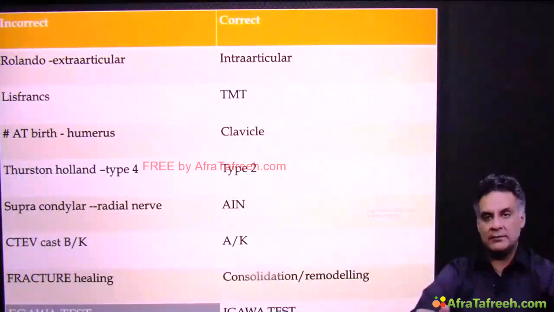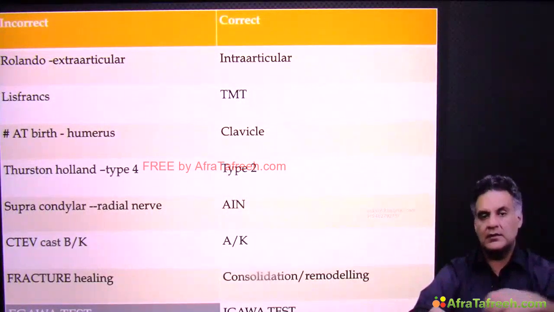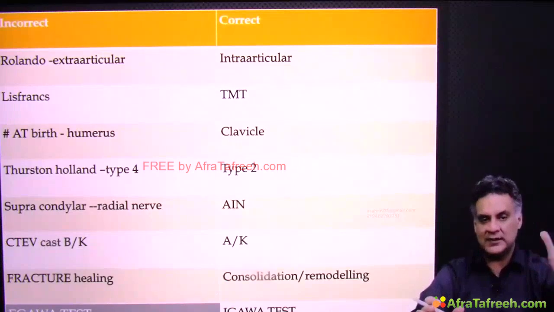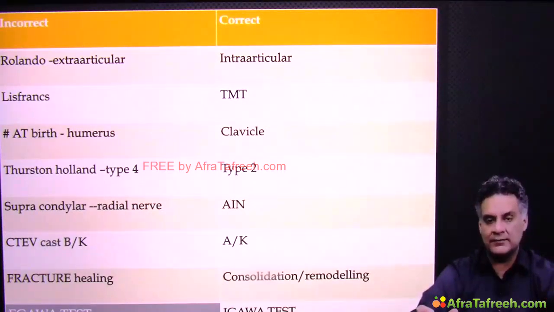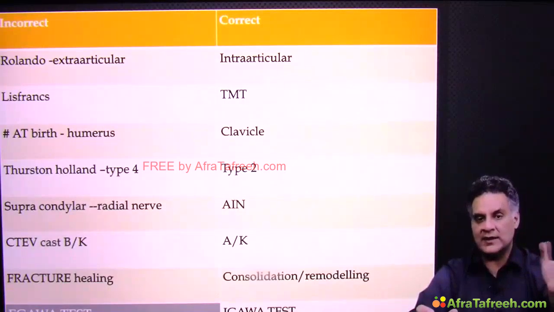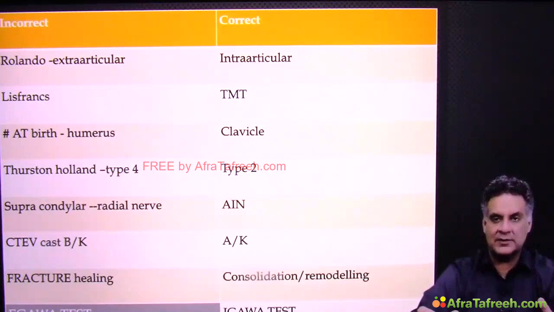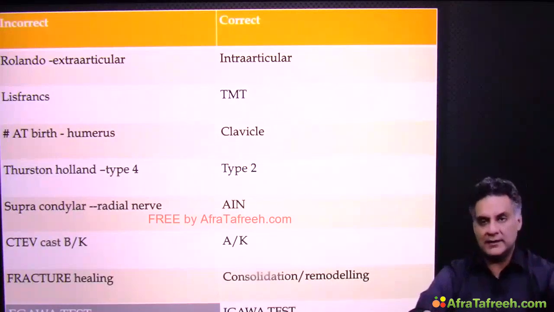Some common errors in the books. Rolando is not extraarticular, it's intraarticular. Lisfranc: some people have mentioned intertarsal, but it is tarsometatarsal. Most common bone to fracture at birth is the clavicle. Thurston Holland is Salter-Harris not type 2, but type 4. In supracondylar fracture humerus, the most common nerve involved is not radial, it's the anterior interosseous nerve. We will talk about it in pediatric orthopedics.